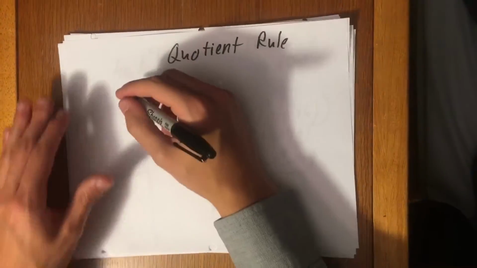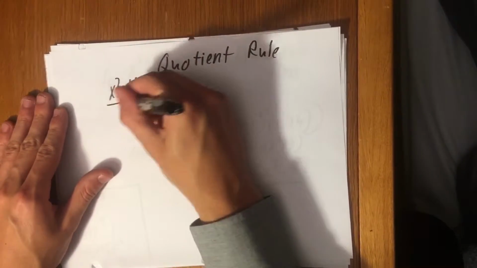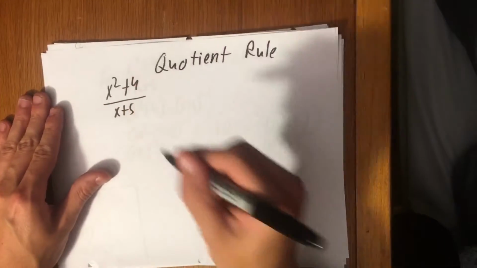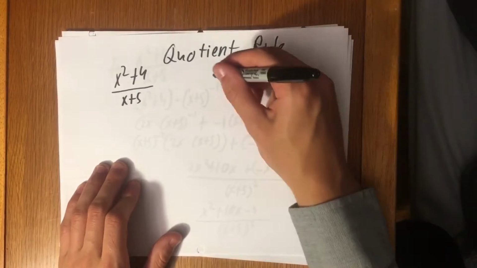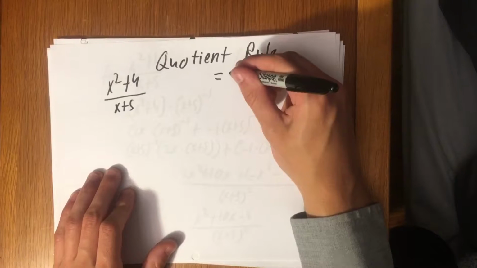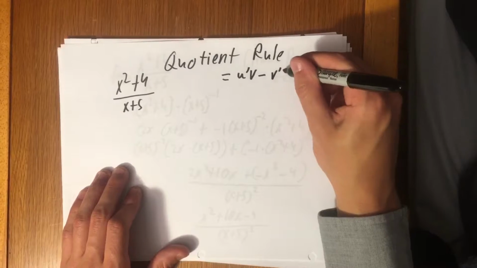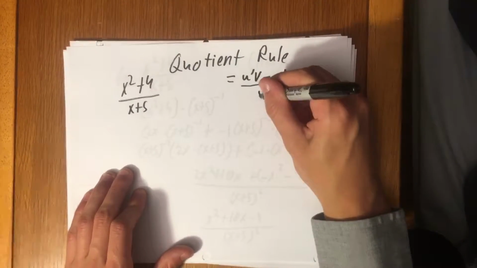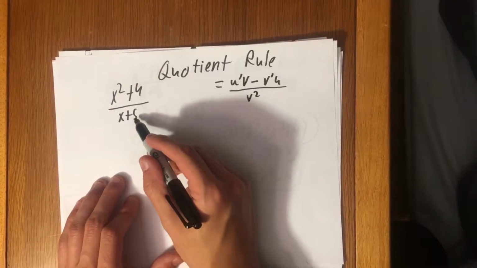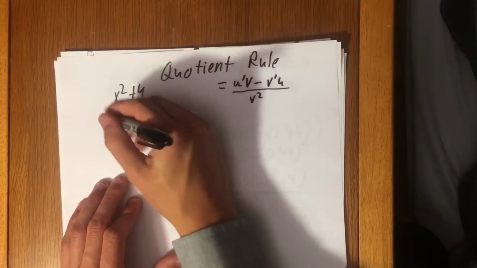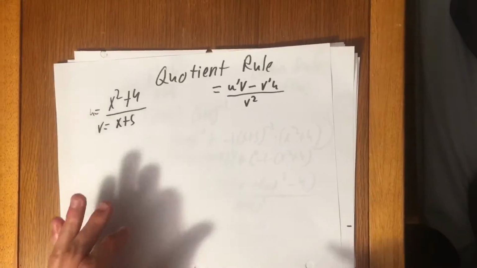So we have our function (x squared plus 4) over (x plus 5). What we would do with this is use the quotient rule formula, which is equal to u prime times v minus v prime times u, all over v squared. And v is equal to our bottom quantity, and u is equal to our top quantity. So v is equal to x plus 5, and u is equal to x squared plus 4.